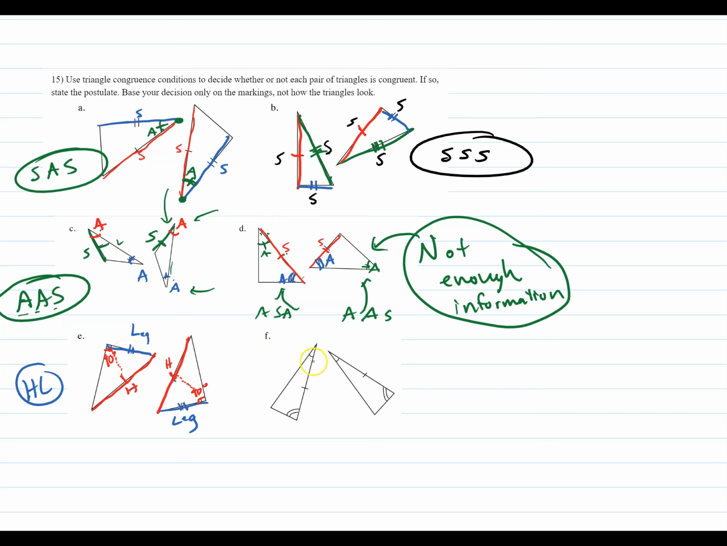Part F. This side and this side are corresponding. Because of the single tick mark, this angle and that angle are the same, and this angle and that angle are the same. So you can see that even looking at it, it's ASA. The side is included in between the two angles. And on this one, it is also ASA because the side is included in between the two angles.